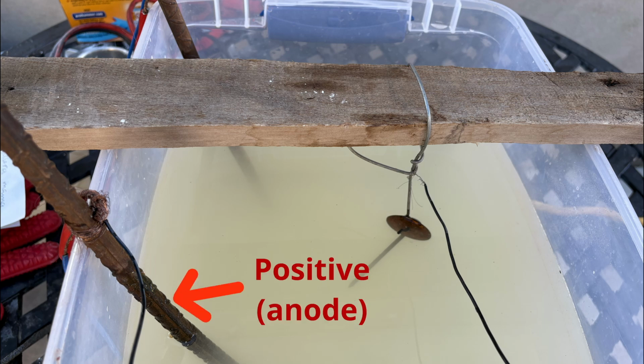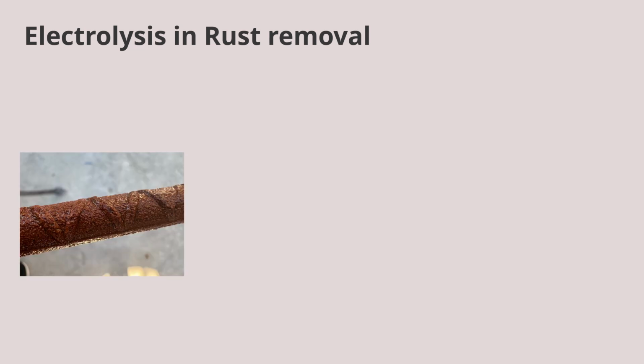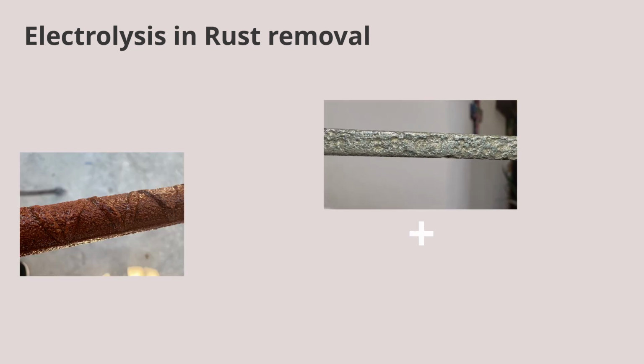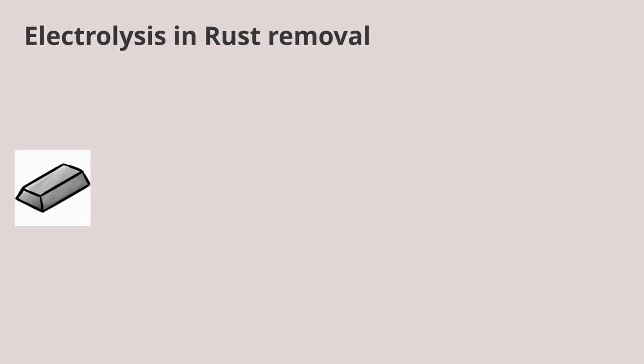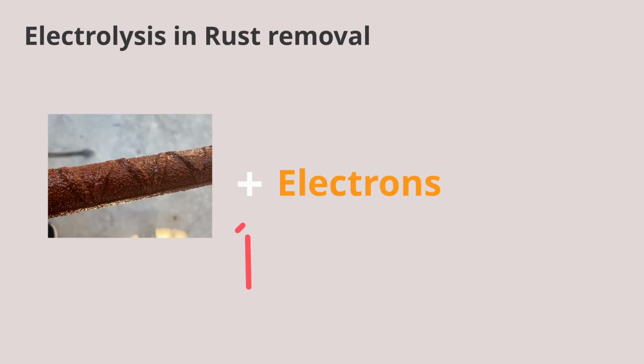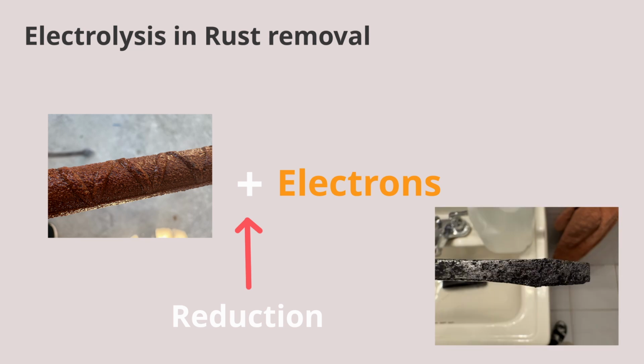This is the anode. Rust removal by electrolysis works because rust is basically iron that has gone through ionic bonding with oxygen, i.e., iron that has lost electrons through oxidation. The electric current reduces the rust, turning it into an easy-to-remove black oxide.